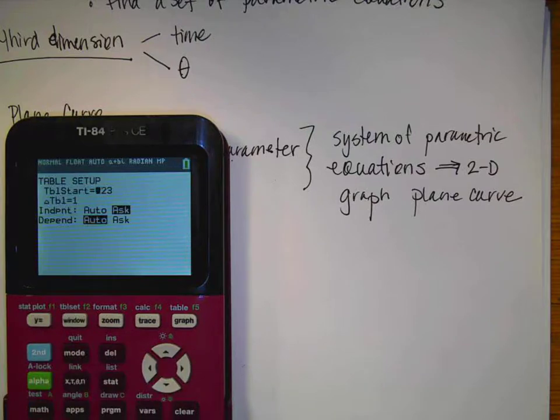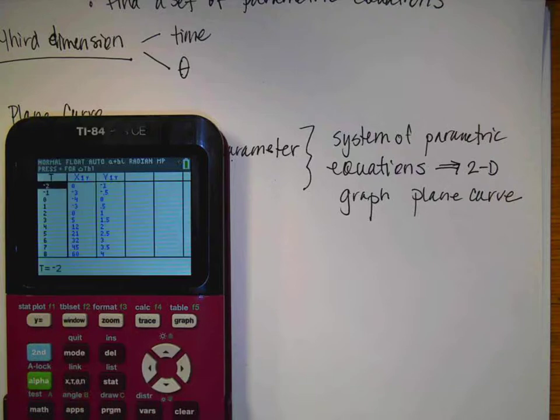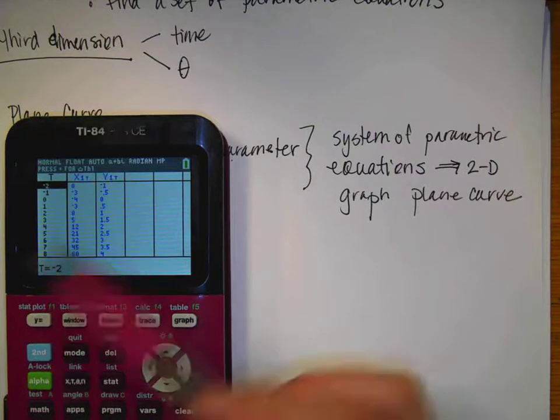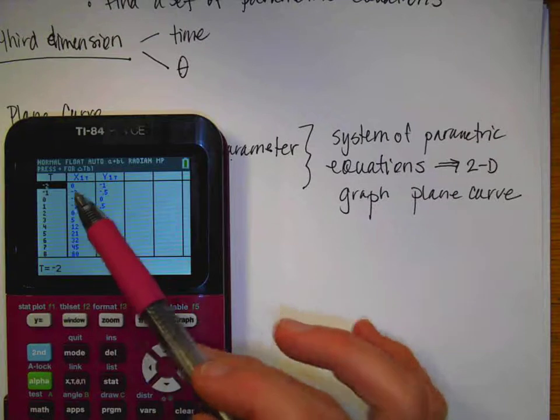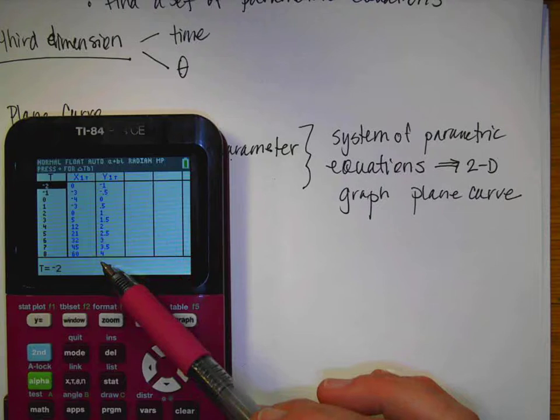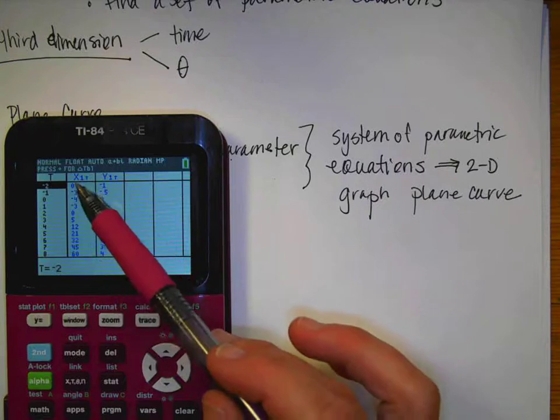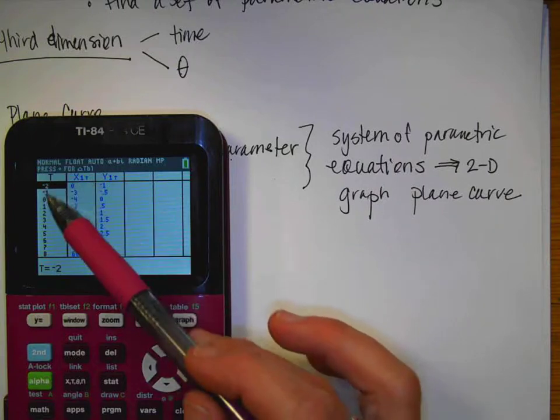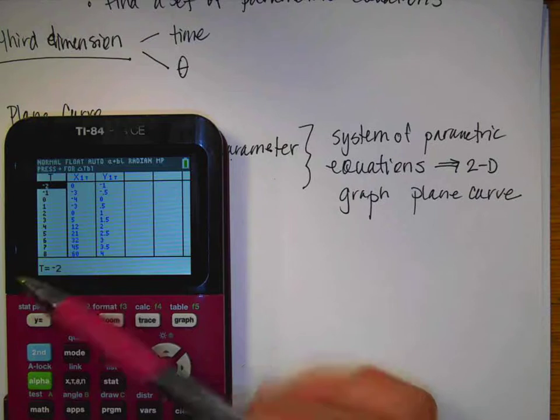Then I'm going to go to my table set, and I'm going to tell it to start at negative 2. I'm going to tell it to change in ones. I want it to be on auto, and then I'm going to go look at my table, and miracles occur, and notice that even though I have 3 variables, it's generating a table of values in terms of x and y, and then this is my additional parameter.